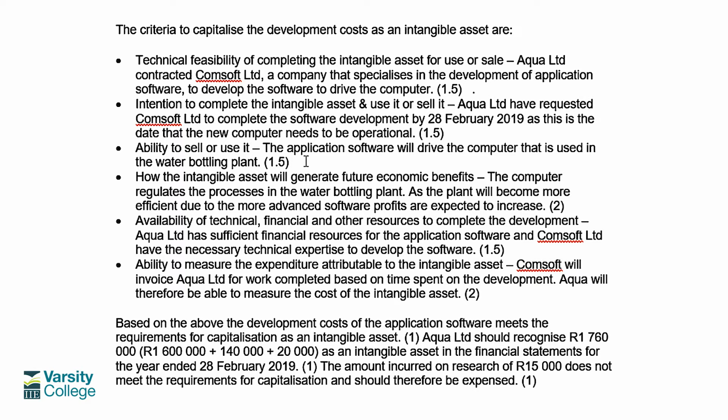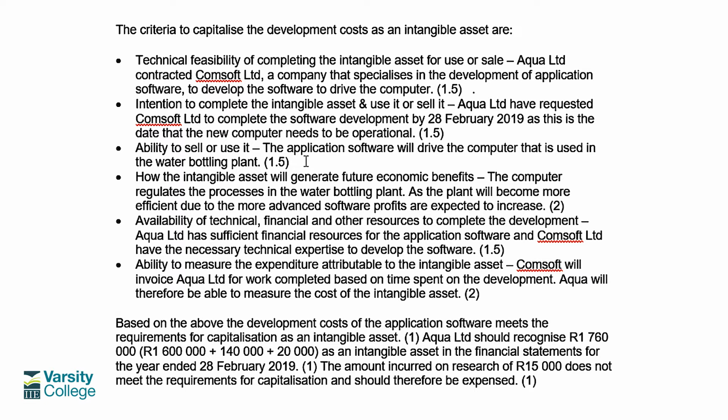The third point, ability to sell or use it. How are they going to use it? We know they're going to use it in the computers that drive the plant. So do they have the ability to use it? Absolutely yes. Number 4, how will the intangible asset generate future economic benefits? We actually already processed this one when we looked at the definition of an intangible asset. So as we know, it's going to enable the computers to operate more efficiently and generate additional profit. So we meet number 4.